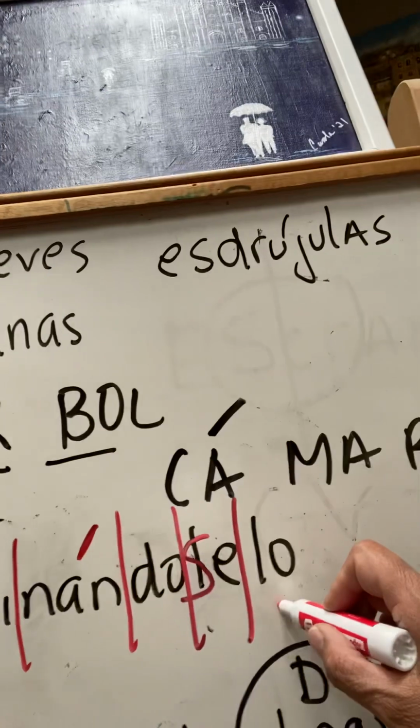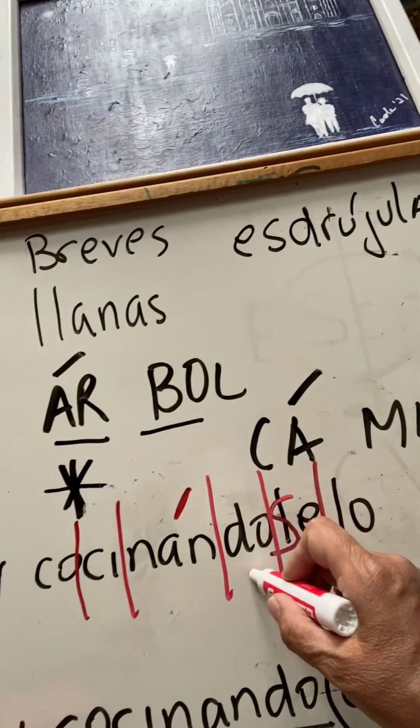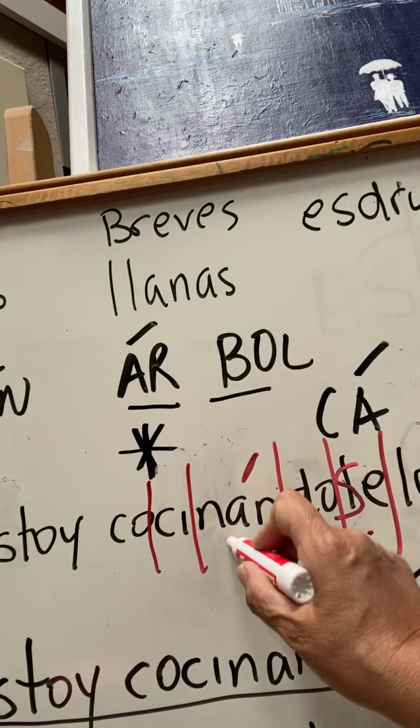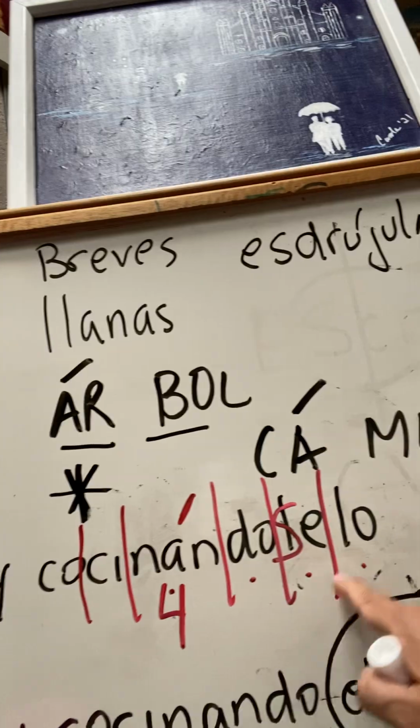So this is the last, second to the last, third to the last. This is fourth to the last. You see, fourth to the last. So sobresdrújulas always get an accent, no matter what. But we don't have, as I said, sobresdrújulas that are natural. They're all compounded. Make sense?